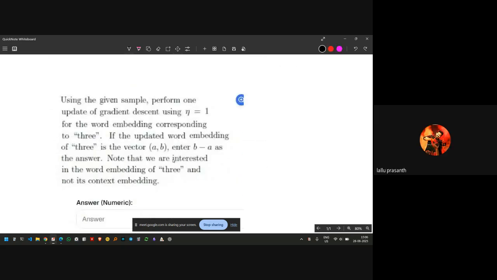Using the given sample, perform one update of gradient descent using eta equal to 1 for the word embedding corresponding to 3. If the updated word embedding of 3 is the vector (a, b), enter b minus a as the answer. Note that we are interested in the word embedding of 3 and not its context embedding.